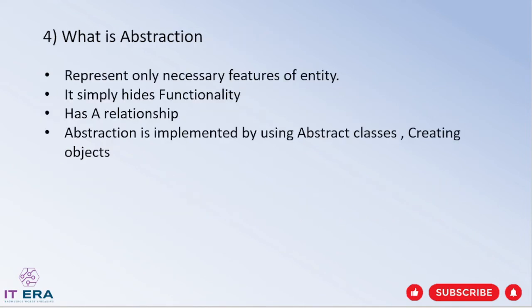Moving forward to the next question, what is abstraction? The definition of abstraction is nothing but show only necessary. It simply hides functionality. In other words, we can also say that abstraction represents what an object does instead of how it does. Let's take an example of an employee management system.